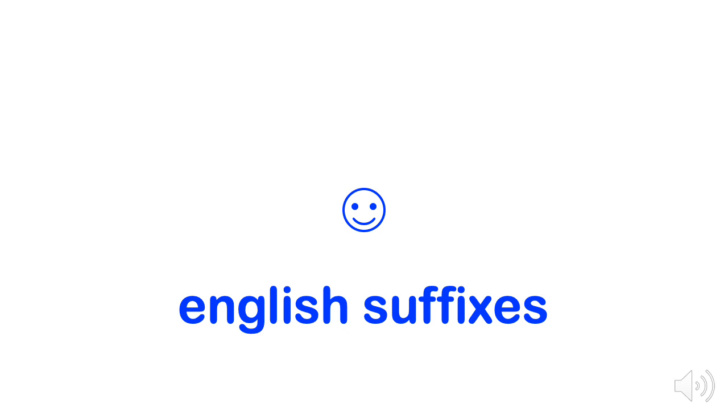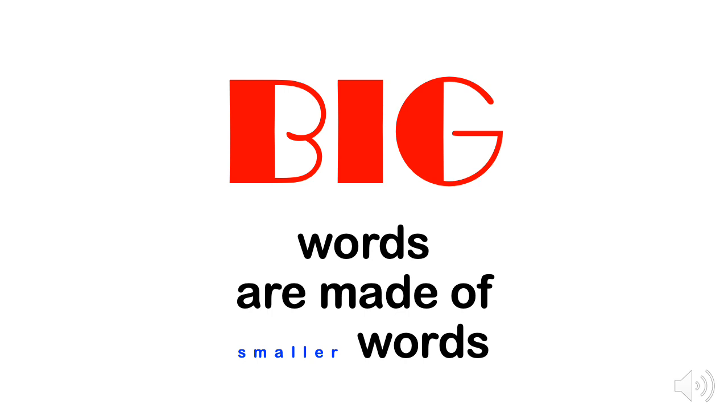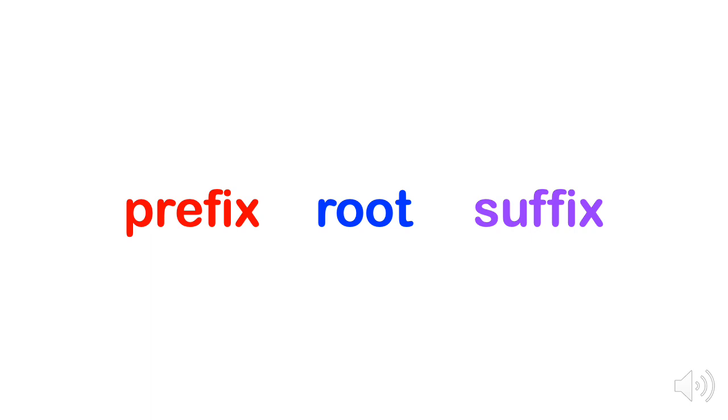Today we're going to explore the suffix and its function in English words. Before we get started, let's briefly recall this important principle of language. Big words are made of smaller words. Whenever we encounter long words with many syllables, we can always break down those words into their smaller components and meanings. In English, those three components are the prefix, root, and suffix.